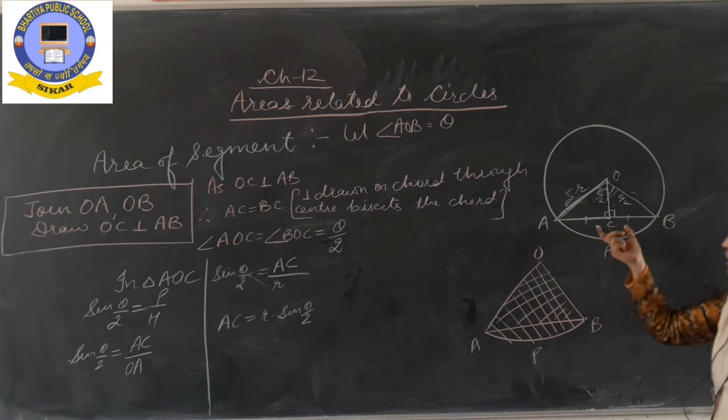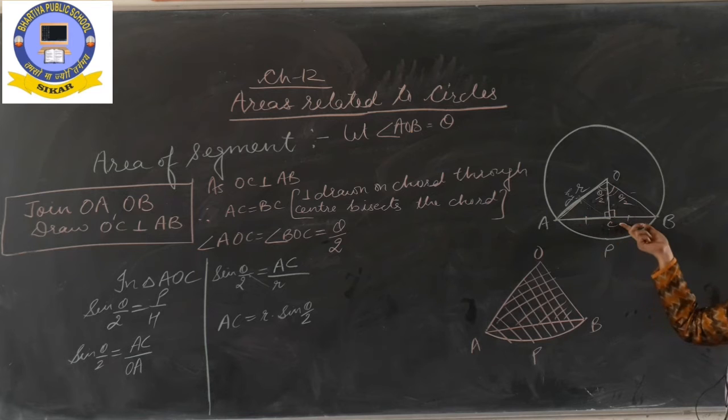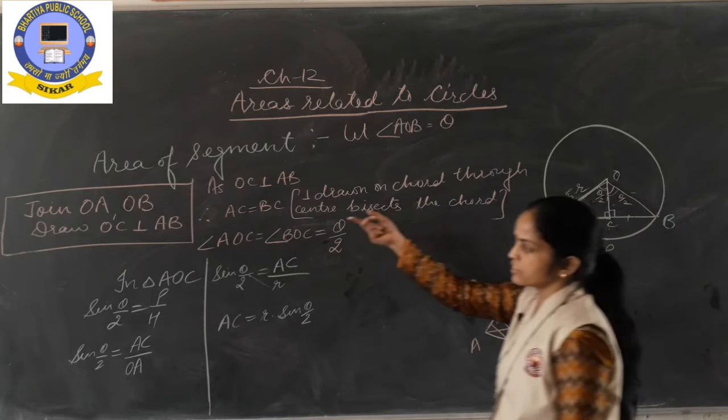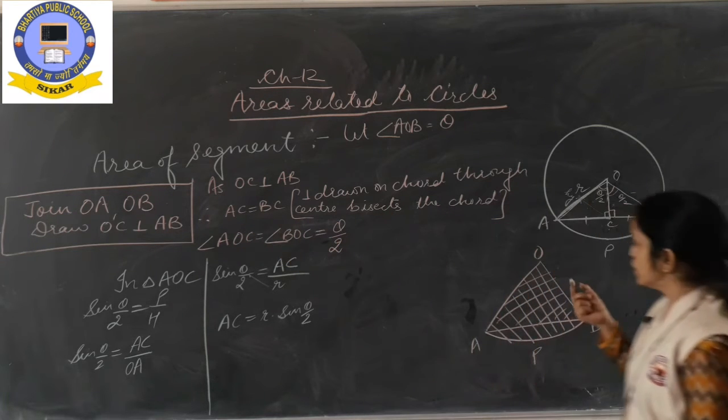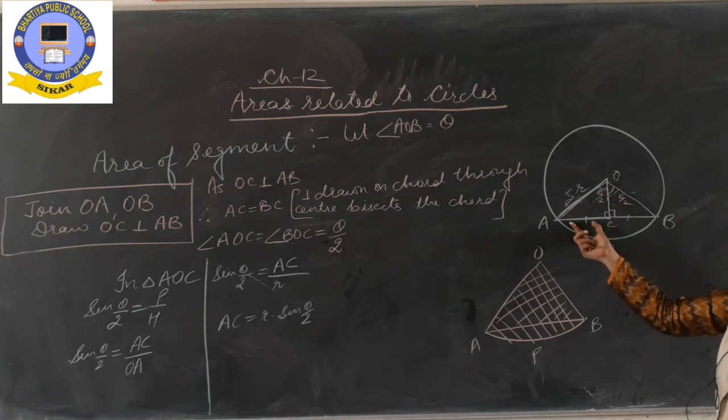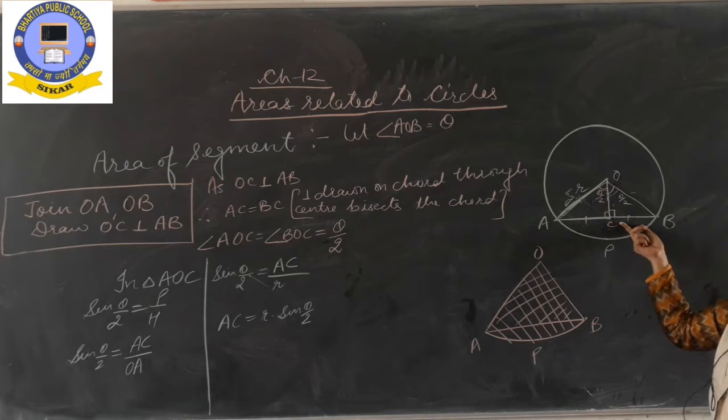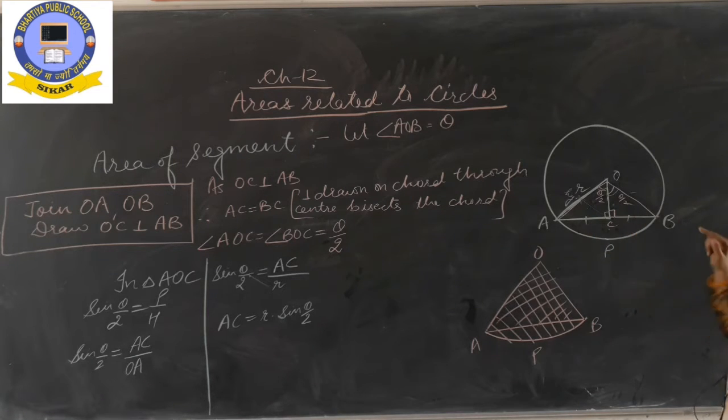Now please again have a look at diagram. AC and BC both are equal, we have proved already. So if AC is R sin theta by 2, then what will be BC? BC will also be same. It means can we get AB now? अपनों को AB मिल जाएगा यहाँ से.